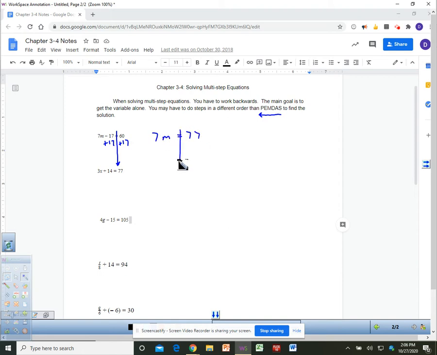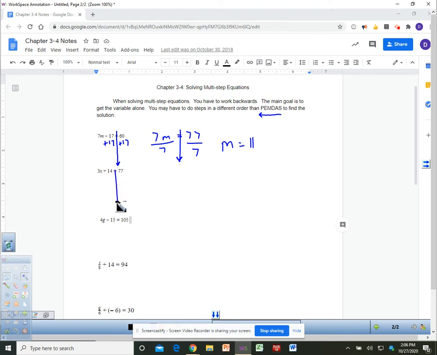Now imagine my anchor still dropped like that. I got rid of all my addition and subtraction, so now I have to get rid of all my multiplying and dividing. So I'm going to divide by 7 here to get rid of that multiplying, leaving me with m equals 11.